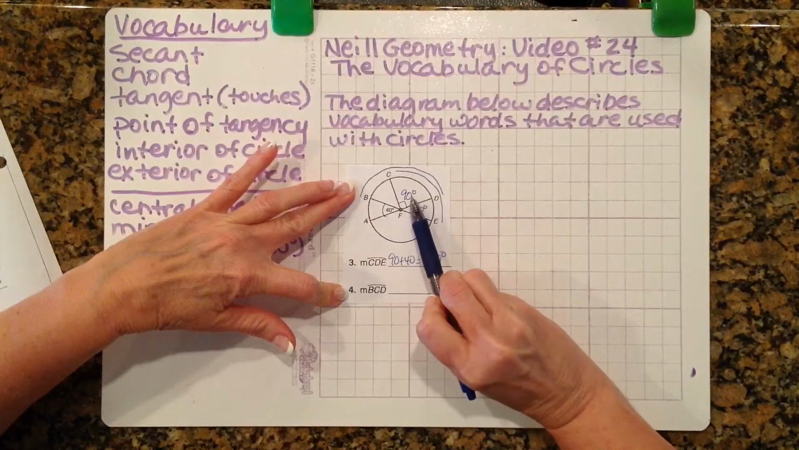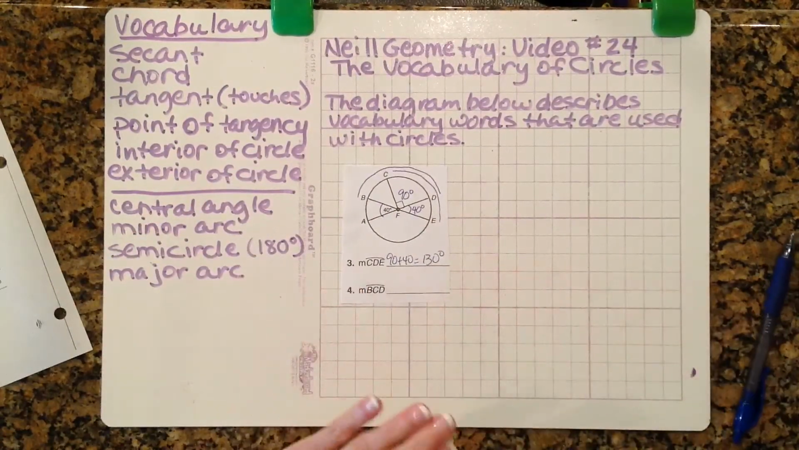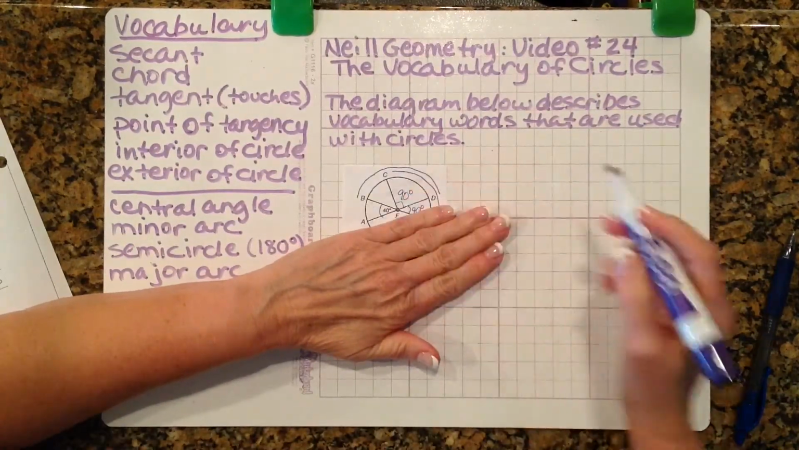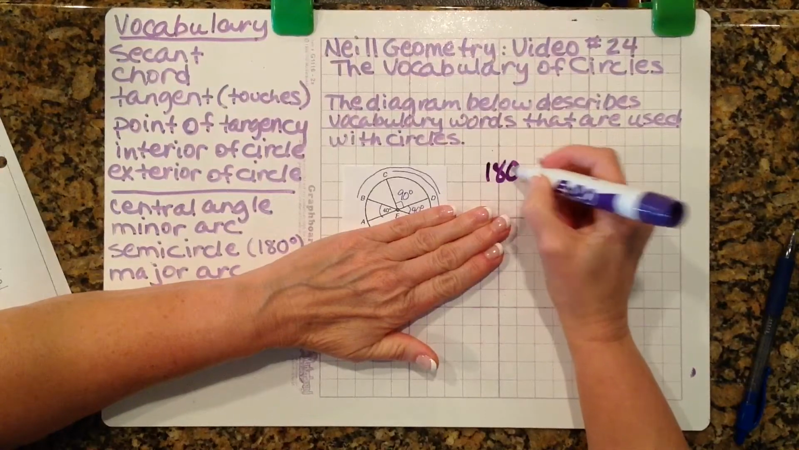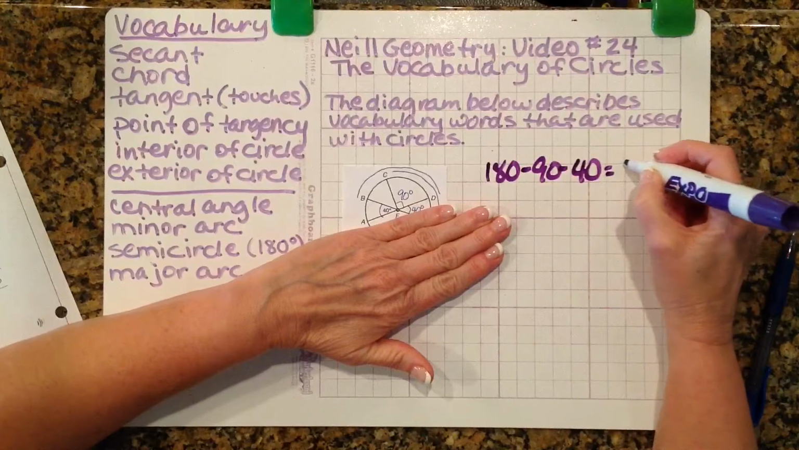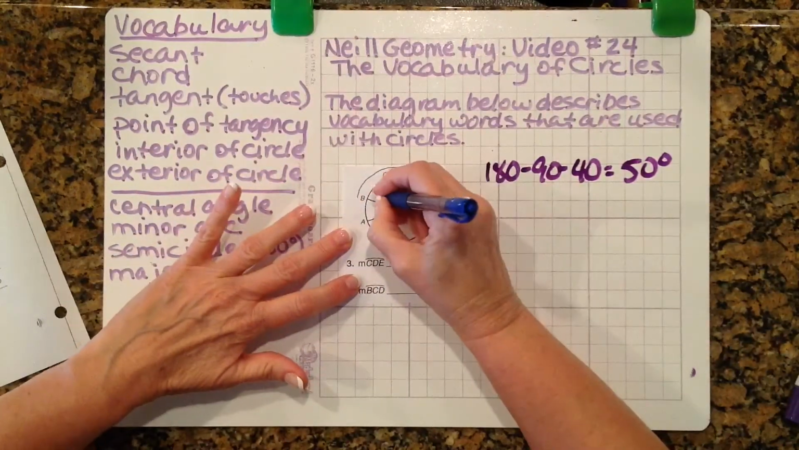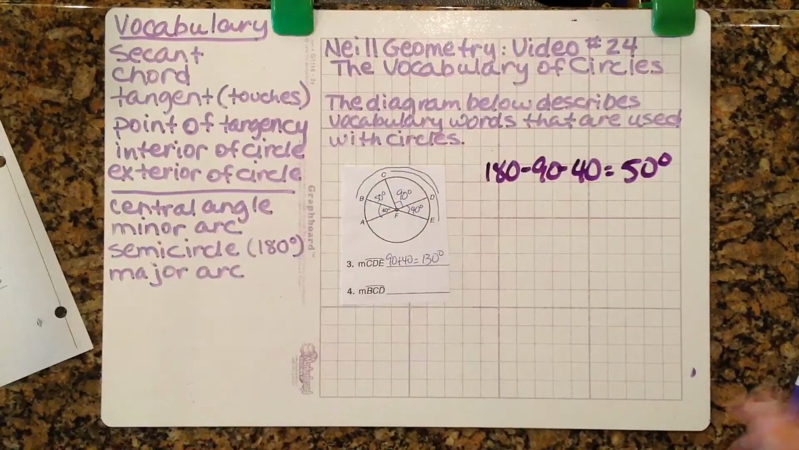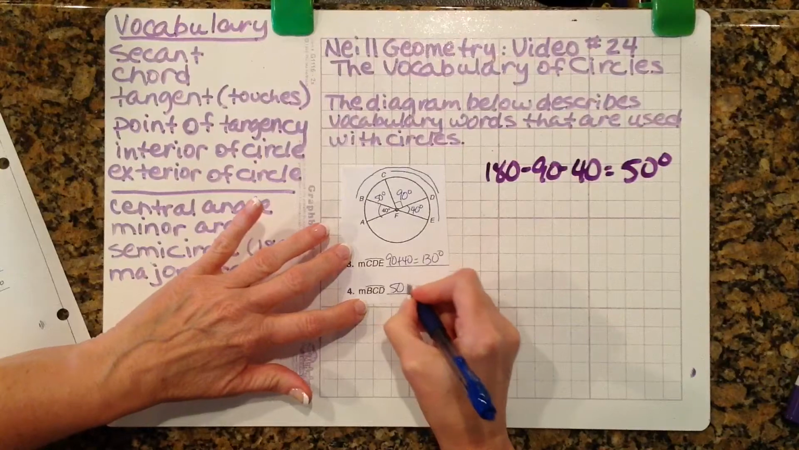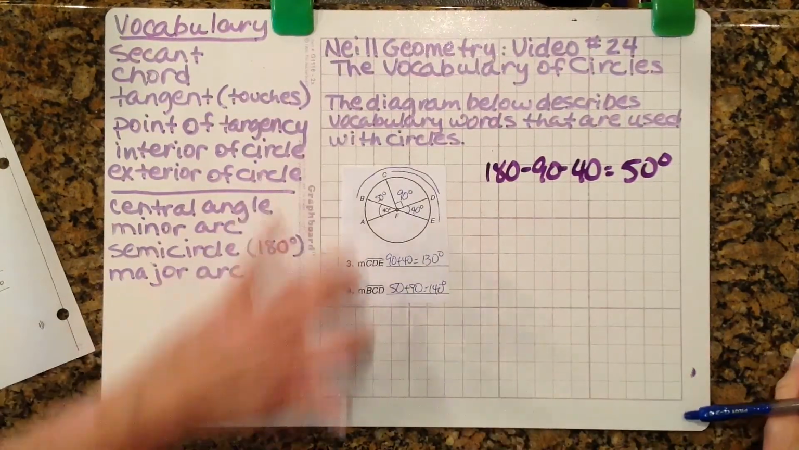Okay, so it's 90, and this one right here. What is that one? How can we find that? Well, if you notice, I'm going to cover up this half. See, that's a semicircle. So if I go 180 minus 90 minus 40, how much does that give me? That's going to give me 50 degrees left over. So this right here is 50 degrees, and BCD is going to be 50 plus 90. And that's 140. There we go.